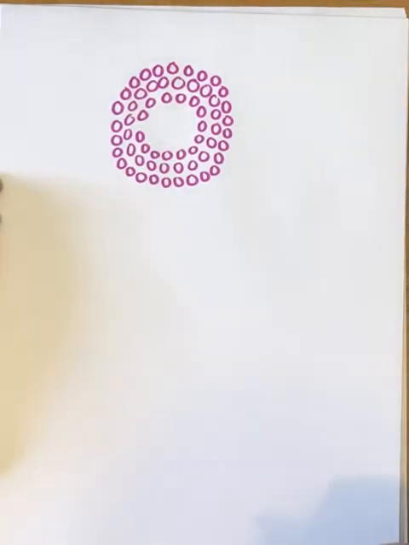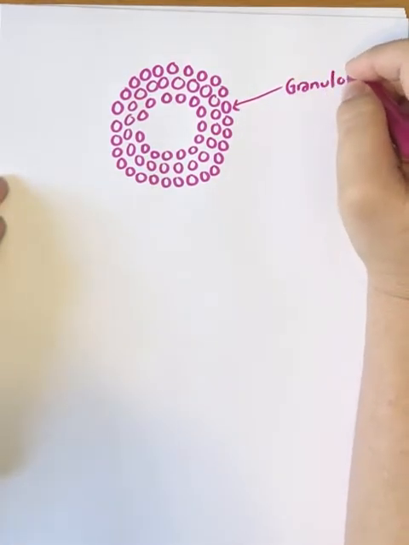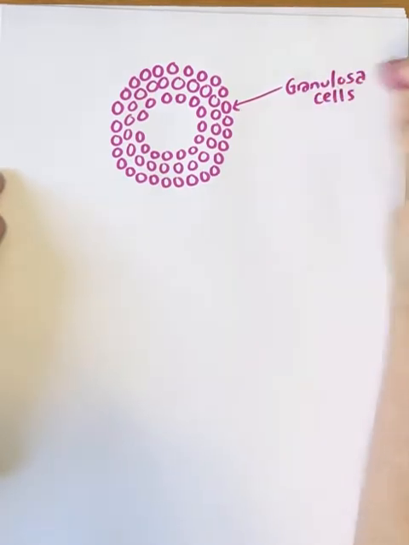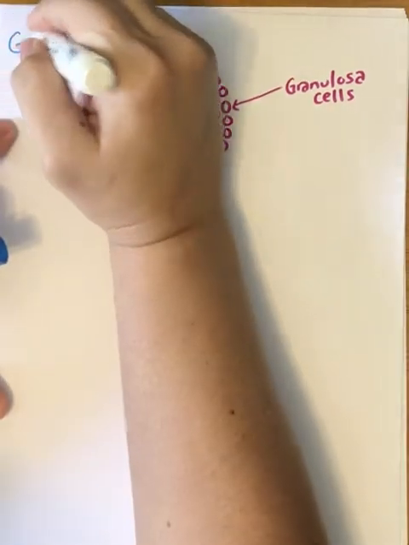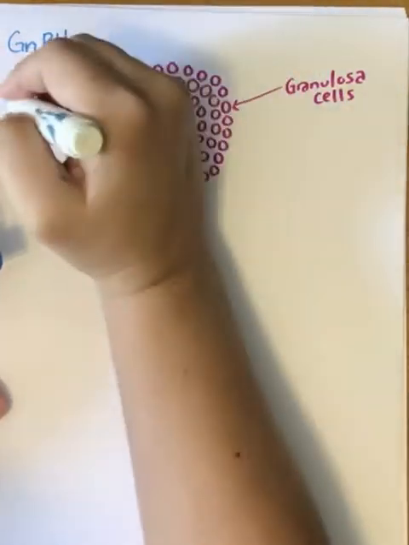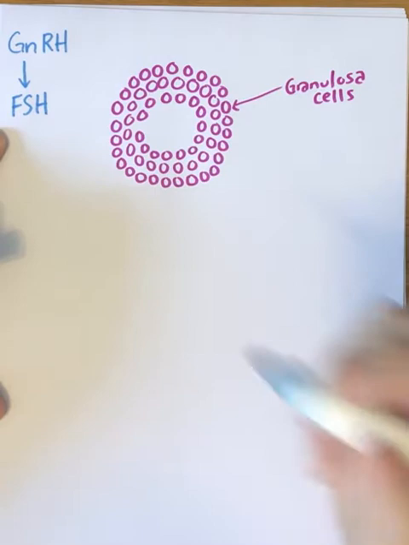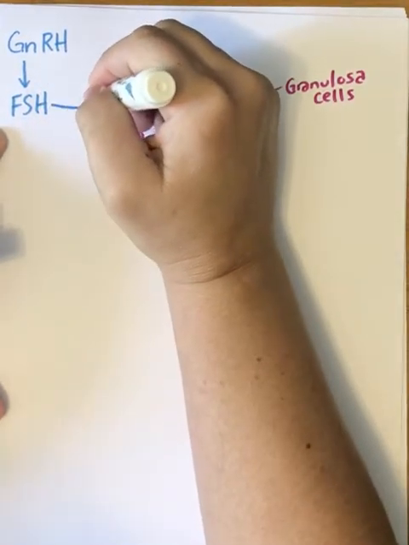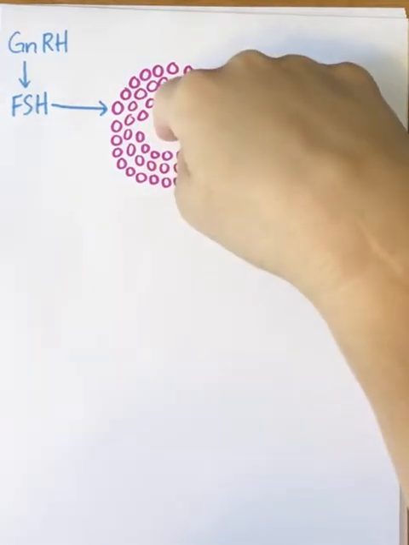So all of these are still granulosal cells. Granulosal cells are going to produce estrogen. So what happens is at puberty, gonadotropin releasing hormone from the hypothalamus is going to stimulate the anterior pituitary to release follicle stimulating hormone, which acts on the follicle to make your granulosal cells, which were originally called follicle cells, to grow. So it grew. So this is going to be at puberty.